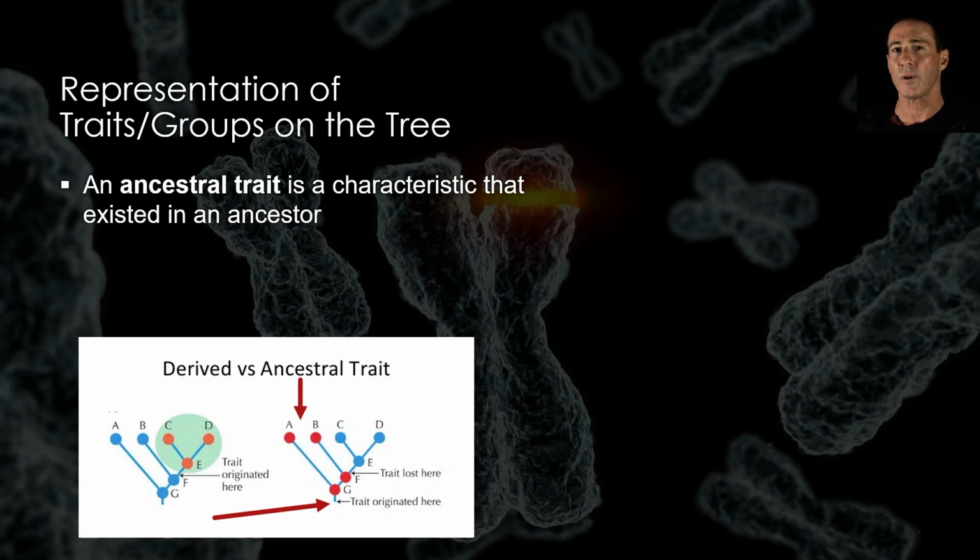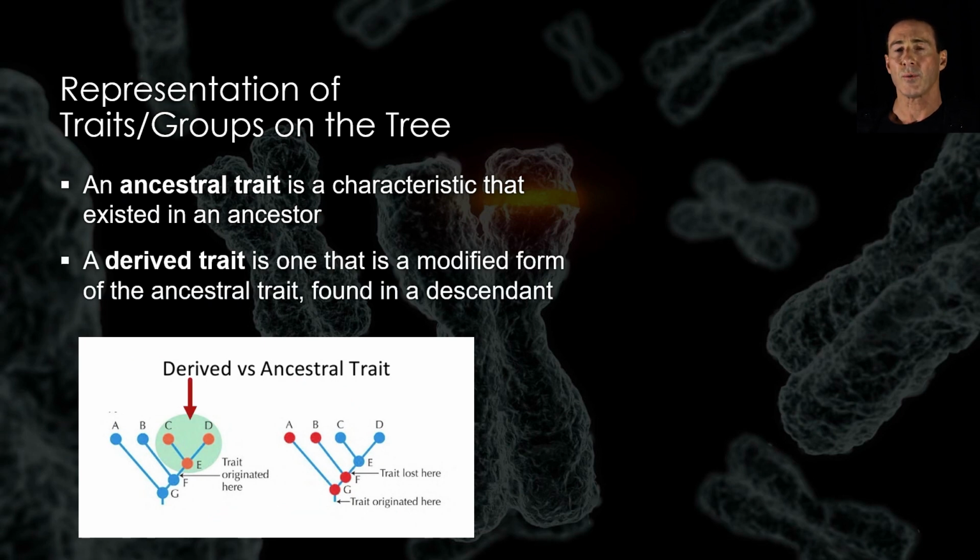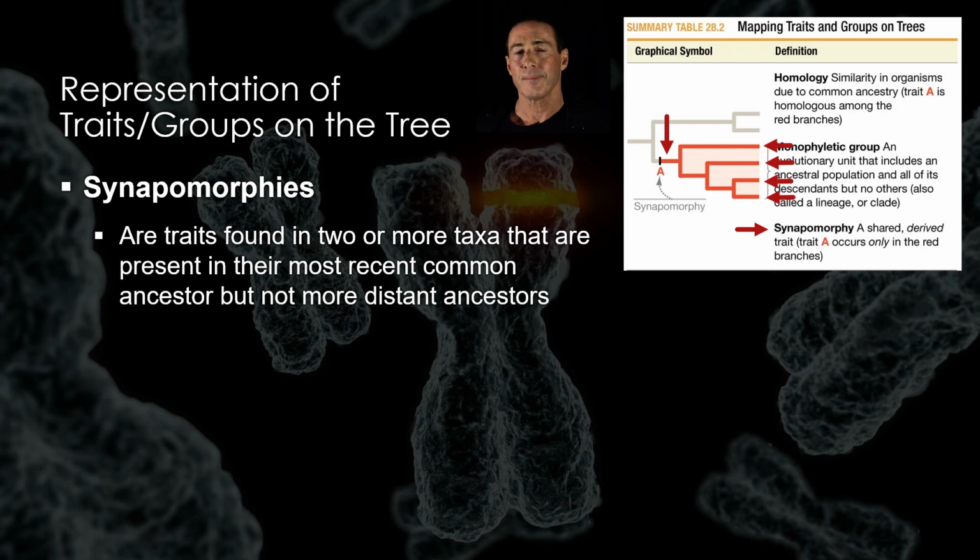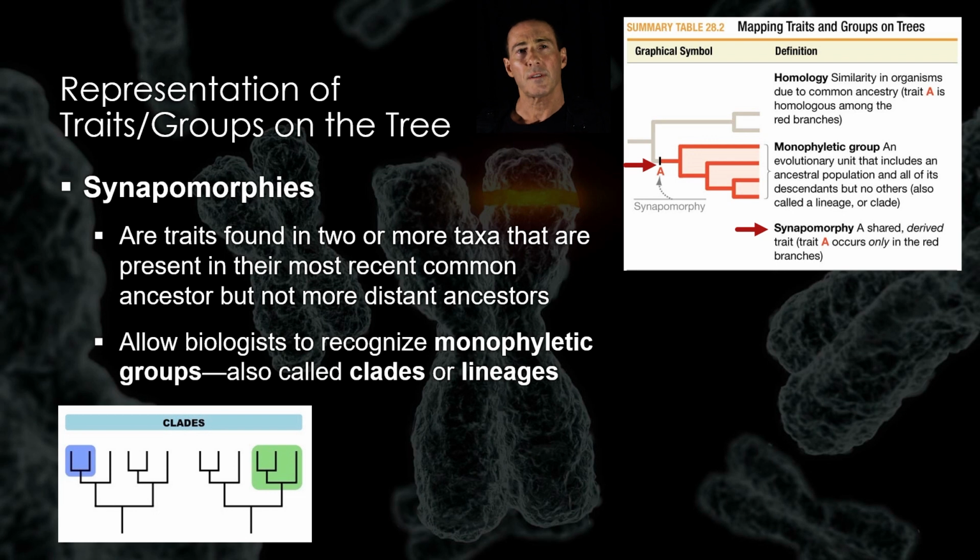An ancestral trait is a characteristic that existed in an ancestor, and a derived trait is one that is a modified form of the ancestral trait found in a descendant. A synapomorphy is a trait found in two or more taxa that is present in their most recent common ancestor, but is missing in more distant ancestors. Synapomorphies allow biologists to recognize monophyletic groups, also referred to as clades or lineages.